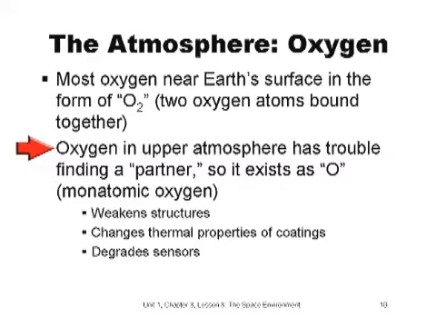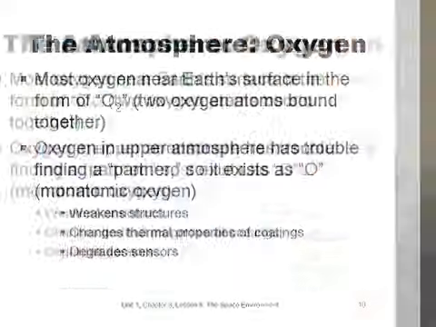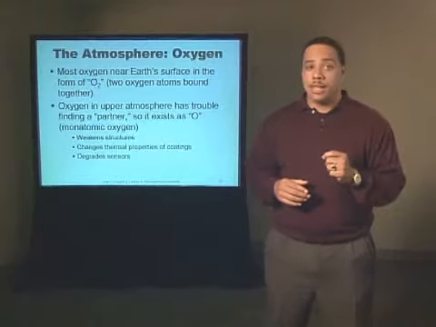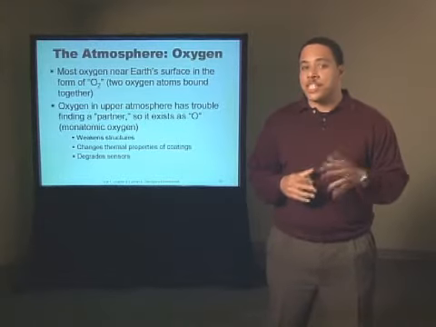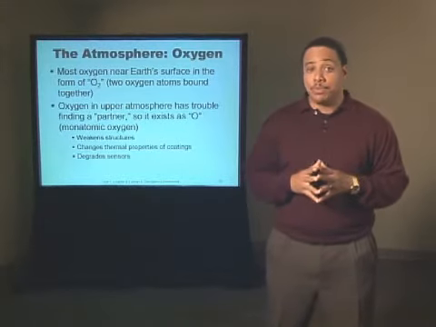The monatomic oxygen and other chemicals in the atmosphere can corrode or eat away the spacecraft surfaces, which can weaken the structure, change the coating's ability to withstand heat, and degrade the sensors. All this can put the spacecraft in serious danger. That sounds bad, but how did NASA face this challenge and solve the problem?